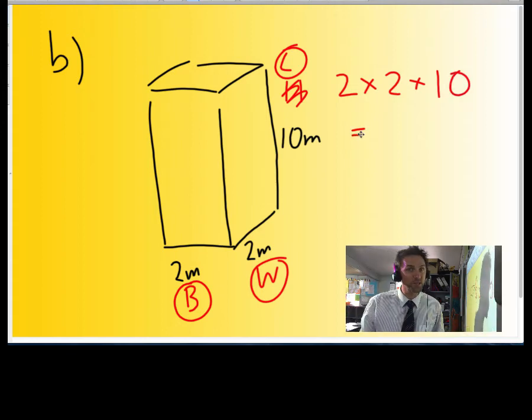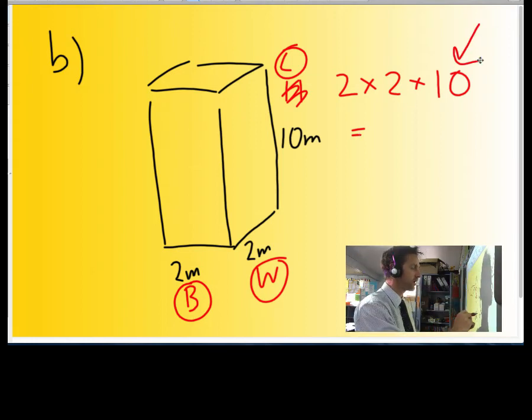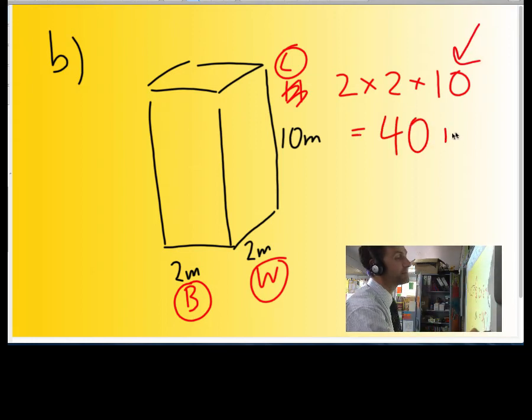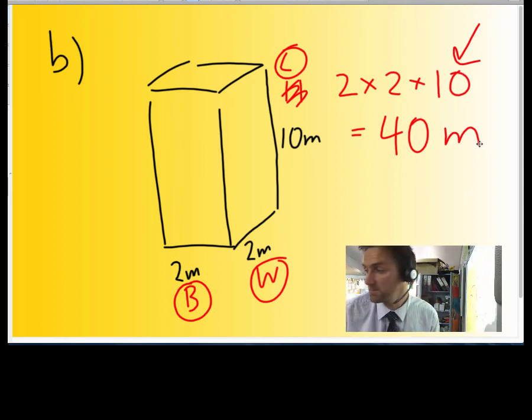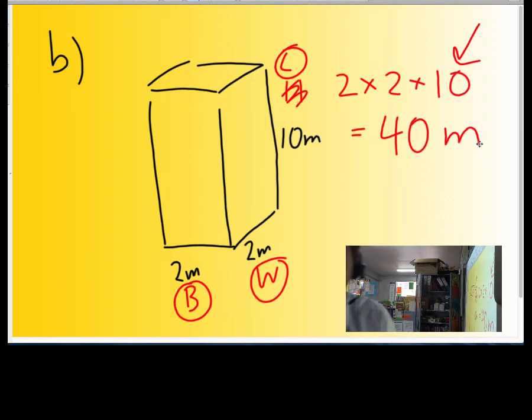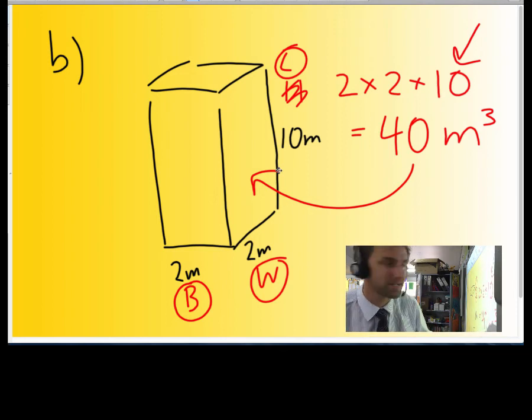So 2 times 2 is, of course, 4. And 4 times this 10 here is 40. And it's 40 meters, because it was meters. But 40 meters what? 40 meters cubed. It is literally saying there are 40 big meter cubes in this object. It's a big object. It's like from space or something.